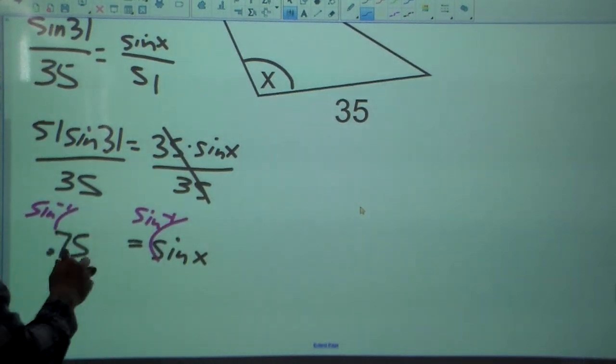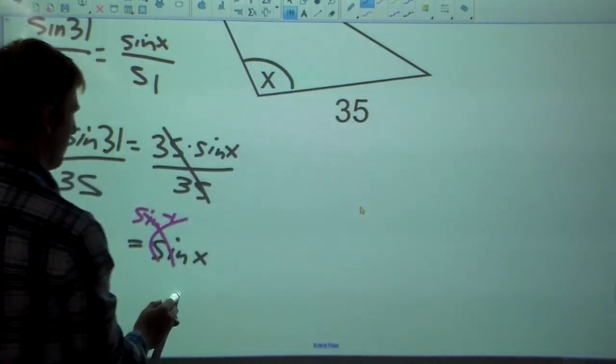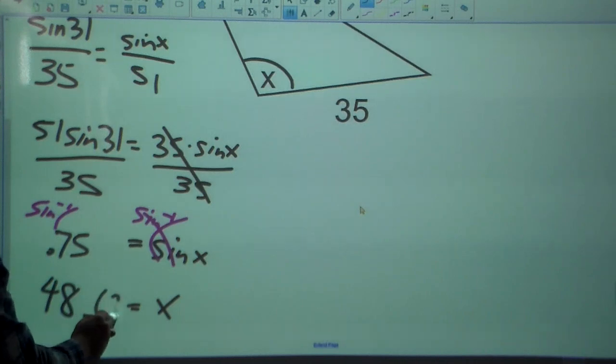So that's going to be second and sine. That actually gets rid of this stuff. So it's just x over here. So I'm taking second sine of 0.75, and I'm getting about 48.63 degrees.